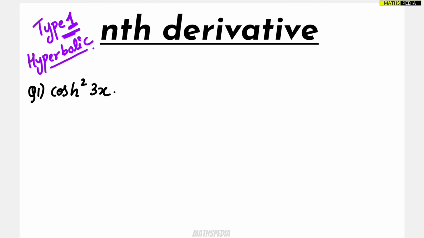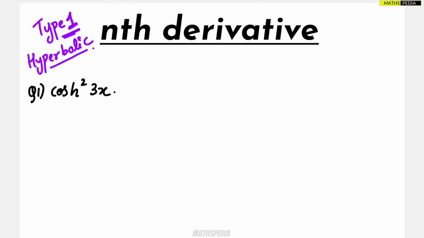In this video we are going to solve the type 1 question. So we have divided the nth derivative into different types so that you can understand which type we are doing, and for that particular problem what steps we have to do to arrive at the solution. Here we are taking the type 1 hyperbolic functions. So you will be getting cos h and sin h hyperbolic functions.